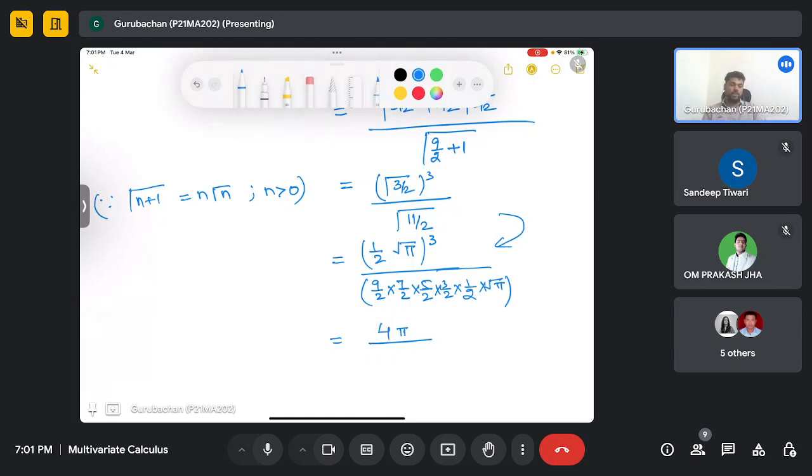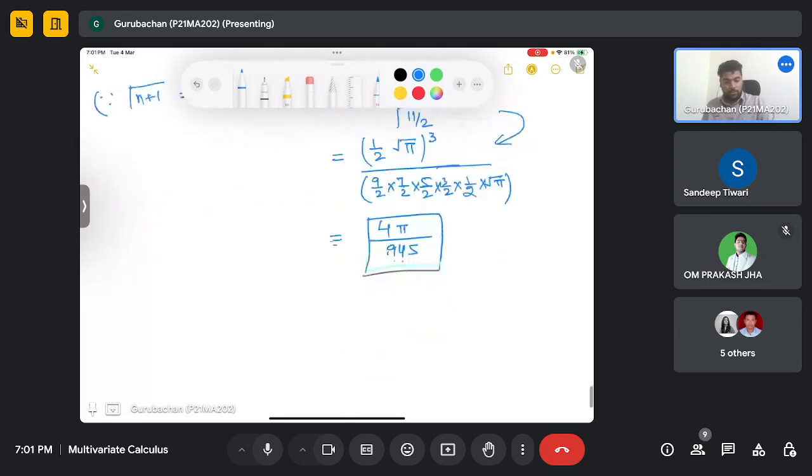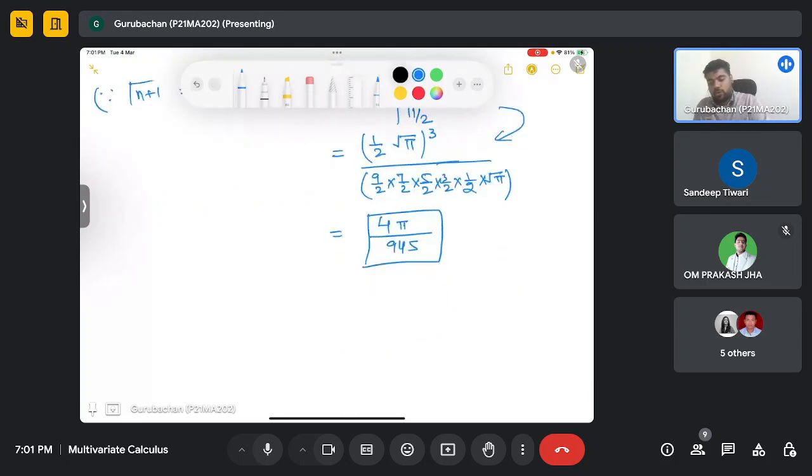Now tell me, 9 into 7 into 5 into 3, what is that? 945. Okay. So we now know how to tackle this Dirichlet integral kind of problem.